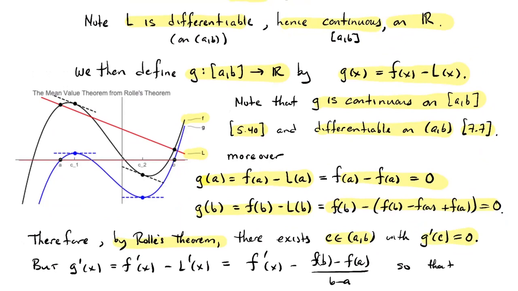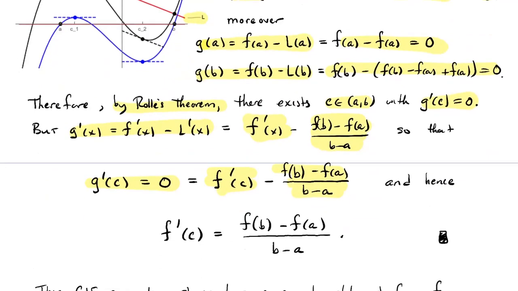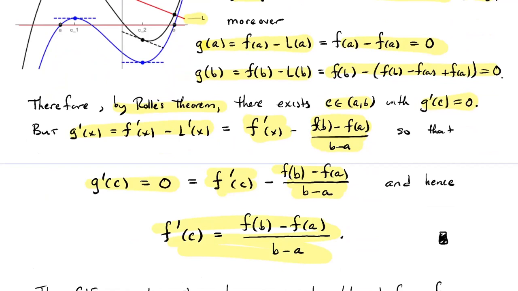But again, by the same differentiation rule, 7.7, the derivative of g is the difference of the derivative of f and L. But by what we proved about linear functions, the derivative of L is just its slope. It's that number, f of b minus f of a over b minus a. So the derivative of g is just f prime minus that number. Well, if g prime of c is 0, that means when you plug c into the right-hand side of that formula, you get 0, but that's just f prime of c minus that number. A little bit of algebraic manipulation. There you go. That's how you prove the mean value theorem from Rolle's theorem.